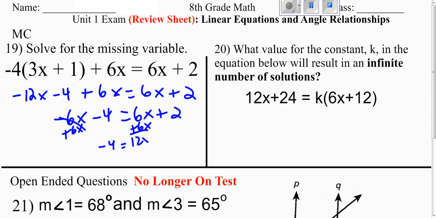Negative 4 equals 12x plus 2. Minus 2 from both sides. Negative 6 equals 12x. Divide both sides by 12. X equals negative 1/2.